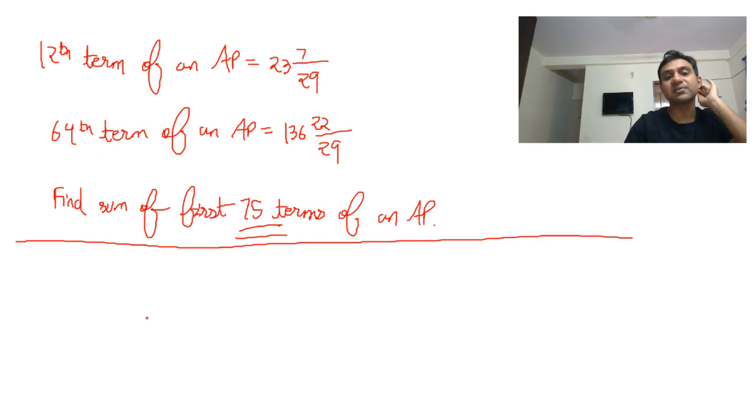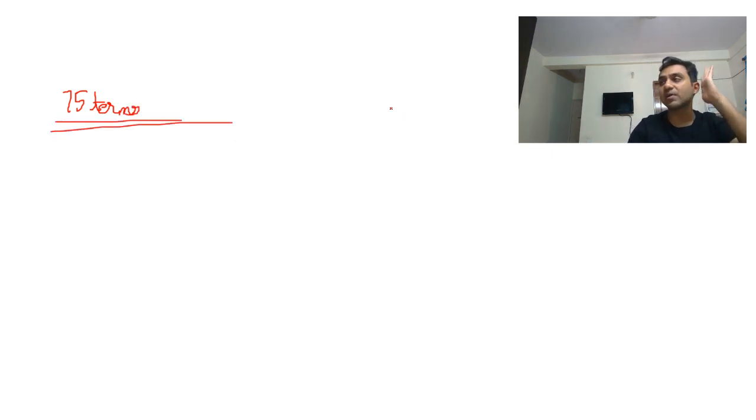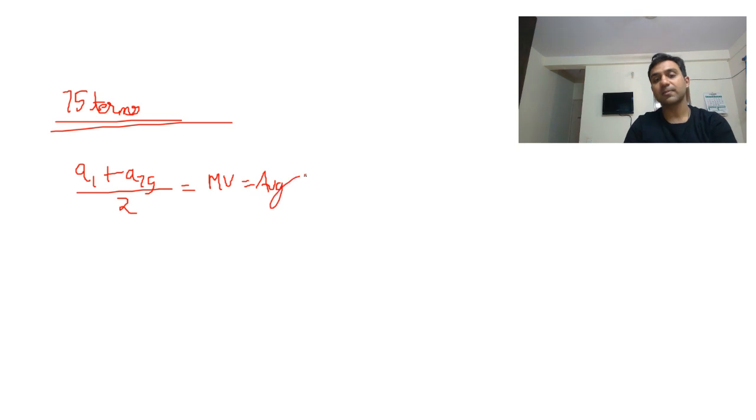If we have 75 terms, one more logic I will have to tell you. Now suppose you have 75 terms. In that question the advantage was that with 7 terms it was easy to identify. Here it is not. So A1 and A75, this average will be equal to the middle value or the average value, correct? But A2 will pair with A74.